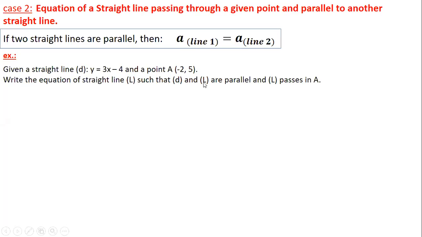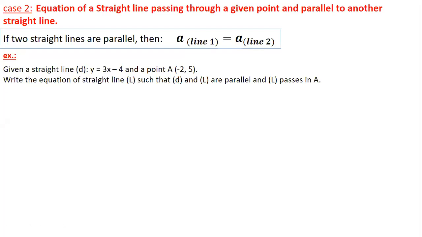Since line D and line L are parallel to each other, their slopes are the same. They are equal. Let us look at line D. What is the slope of line D? Alex, here I'm not drawing a table. I'm asking: if I look at line D, y equals 3x minus 4, what is the slope? It is the number multiplied by x, guys. The slope is this number here. So what is the slope of line D? It is 3.